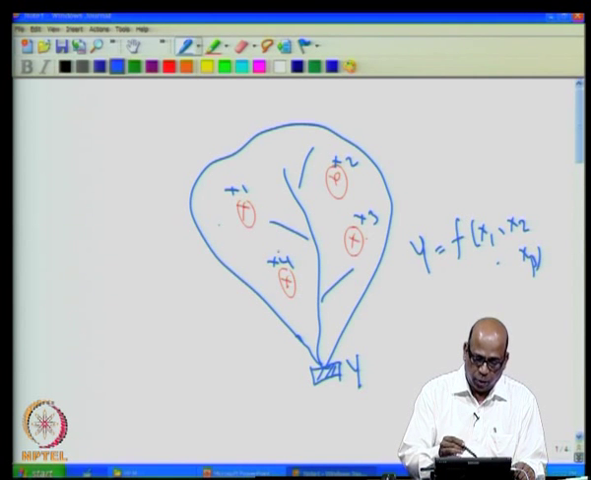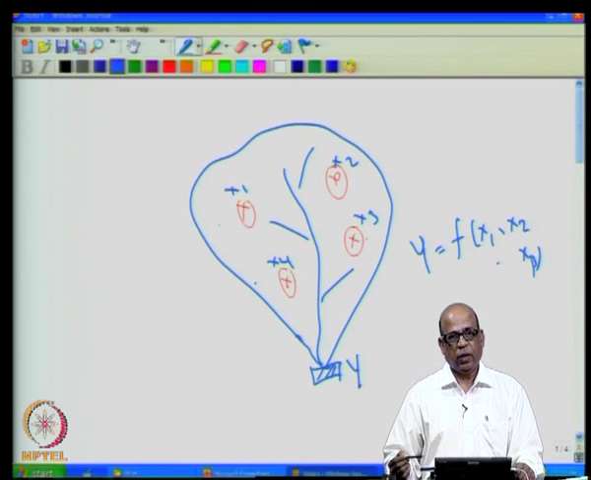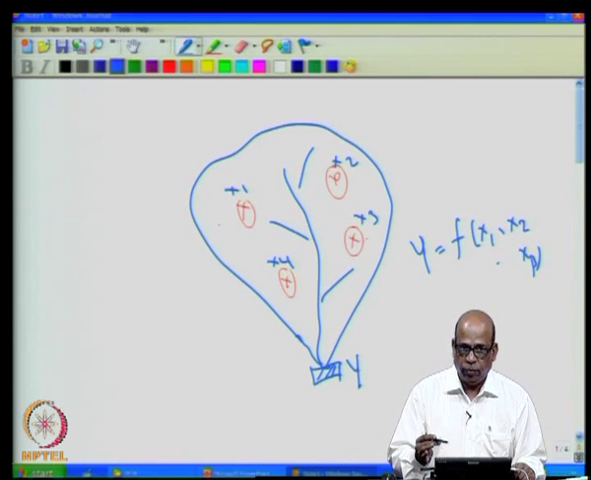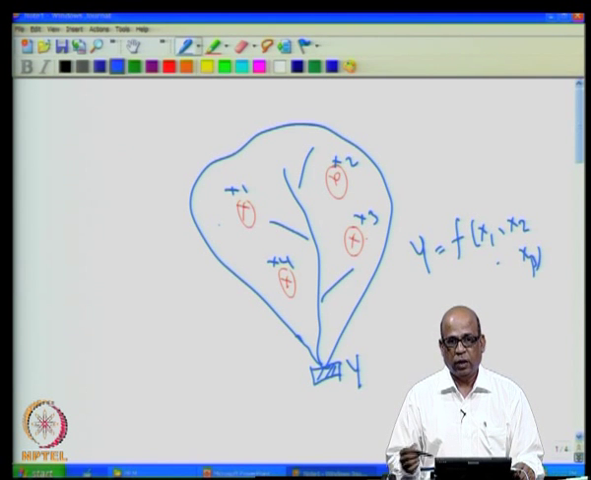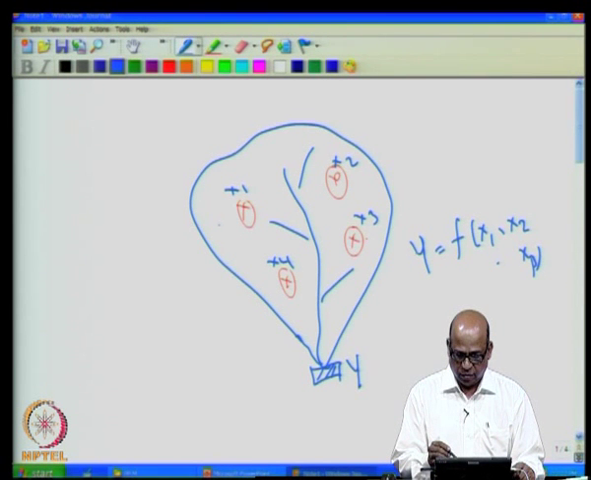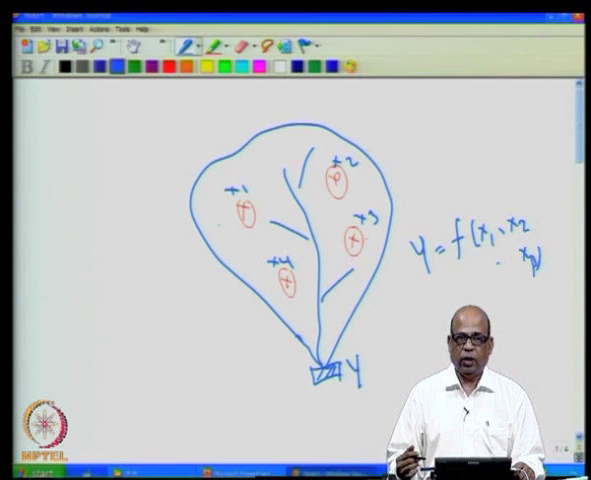You have concurrent observed values on rainfall at this location, which gives x 1, rainfall at this location which gives x 2 and so on. For all the p variables, for all the p sites, you have the rainfall values observed concurrently with the runoff values. Now, we want to fit a regression equation of the type y is equal to f(x 1, x 2, etcetera, x p). We will use the principal component analysis and then fit this regression equation.